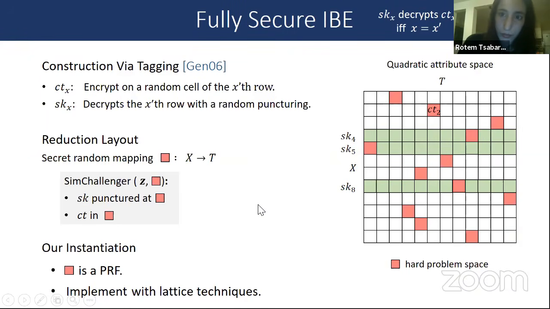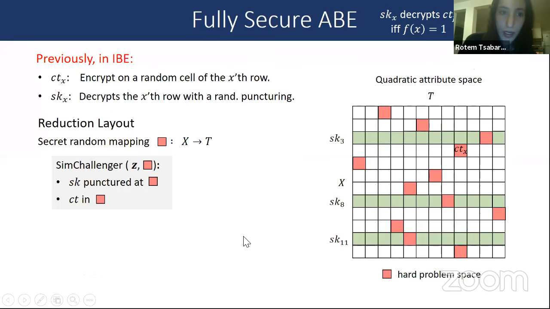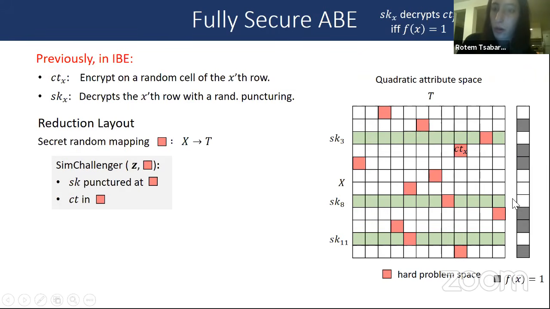Okay, so now let's see how to go from IBE to ABE, which means to have ciphertexts that are targeted to some policy instead of single attributes. Looking again at the previous slide, let's see what things should be changed. Here, every ciphertext in the IBE was targeted for a single attribute, which is translated to a single row. But now we want to have ABE.